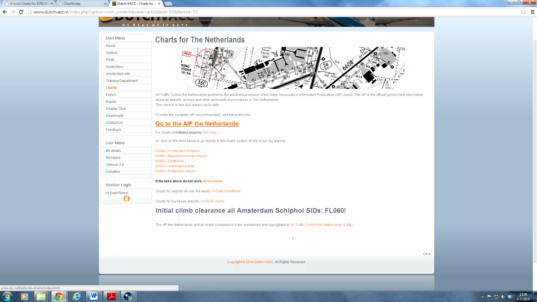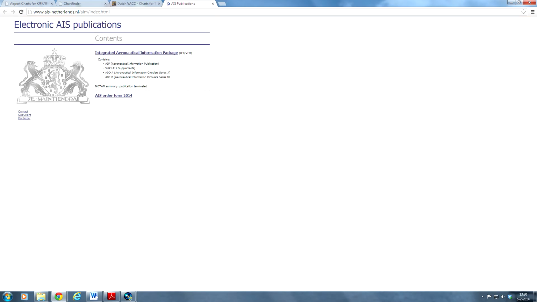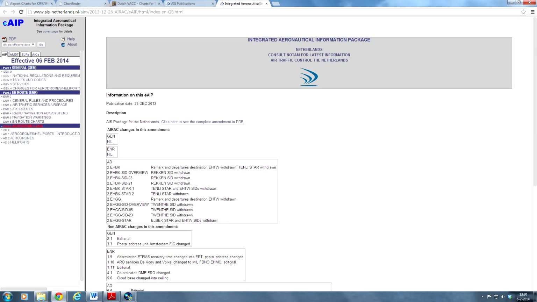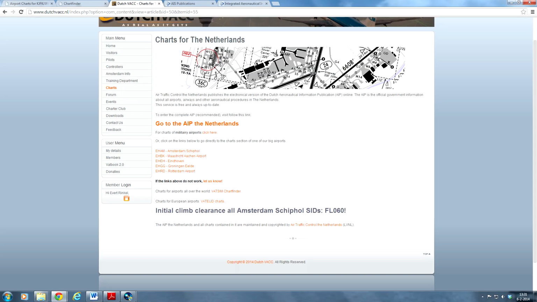You can also go to the Aeronautical Information Publication of the Netherlands, and via that website you can get very detailed information of the airports and also all the charts of the airports. So let's take a look. For example, we're going to go back to the Dutch VAC website.